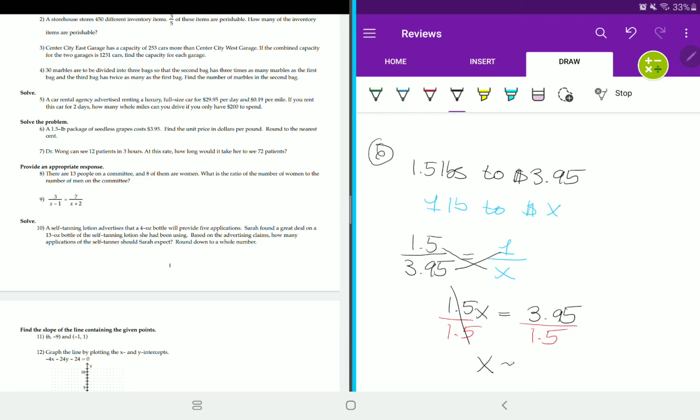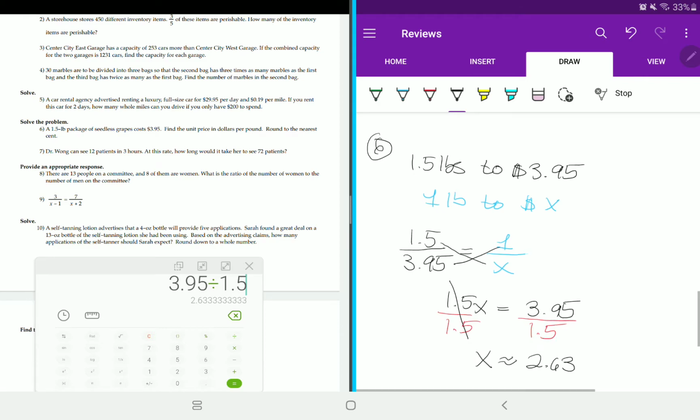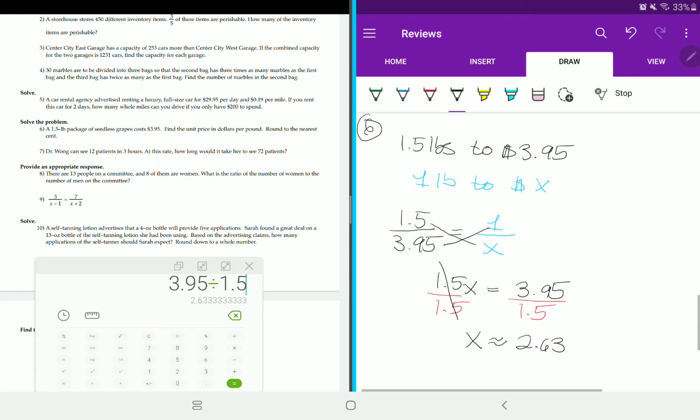X is approximately equal to, open up my calculator, 3.95 divided by 1.5, approximately 2.63. So that means the answer to number 6 is going to be $2.63.